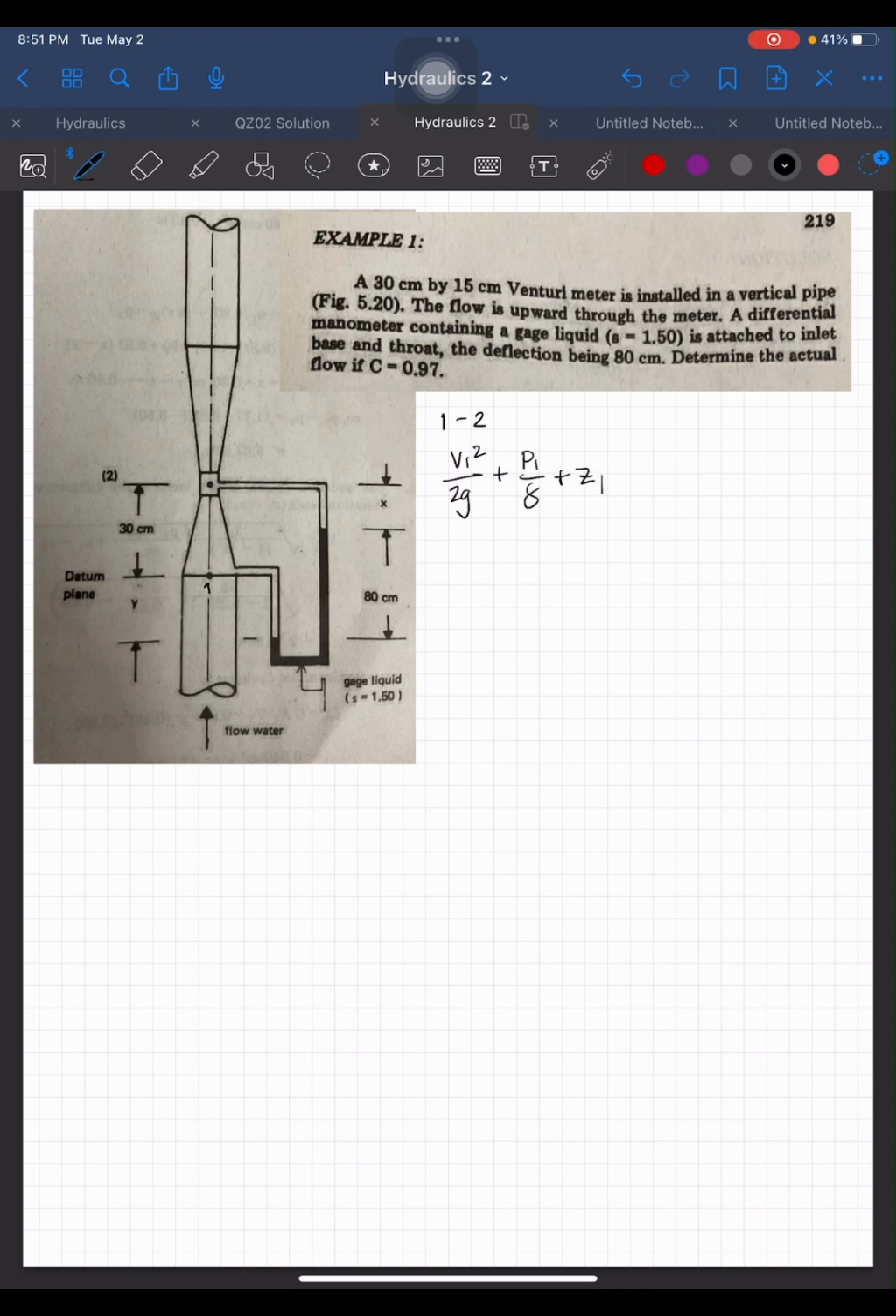So wala pa tayong accounted na head loss dito, no? Dahil nga meron pa tayo ditong coefficient of discharge, so hindi natin i-account si head loss, no? Ang makukumpute natin dito ay puro theoretical, sorry. So Z1 is equal to V2 squared over 2G plus P2 over gamma plus Z2. Okay.